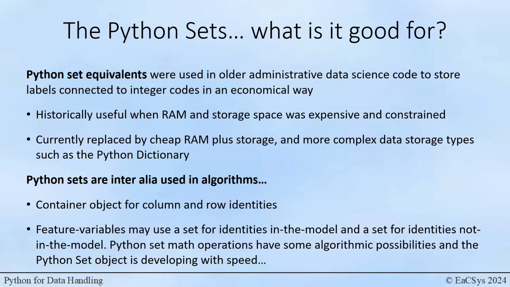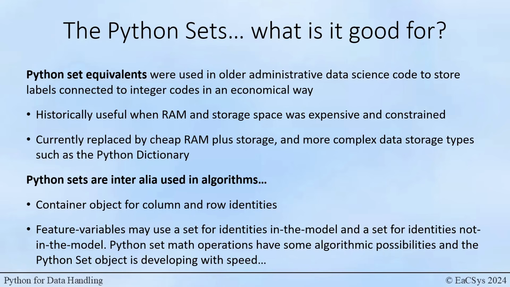So, Python sets are used in some data science and machine learning algorithms where sets may be used as containers for column or row identities. So you can have sets which are unprocessed and sets or other storage abstractions which are processed. And when an object has been processed, you move it from the unprocessed set into the processed set or other storage abstractions.